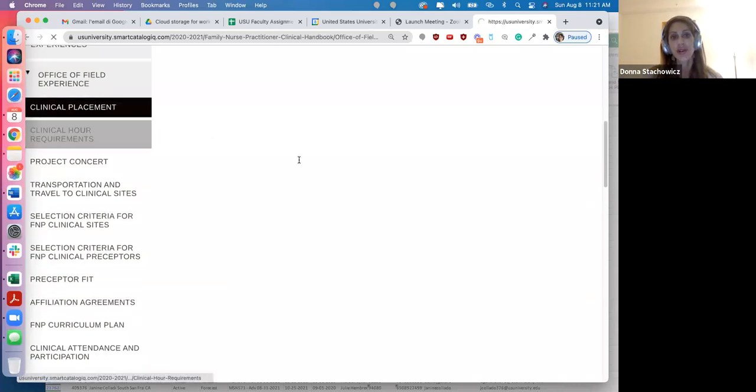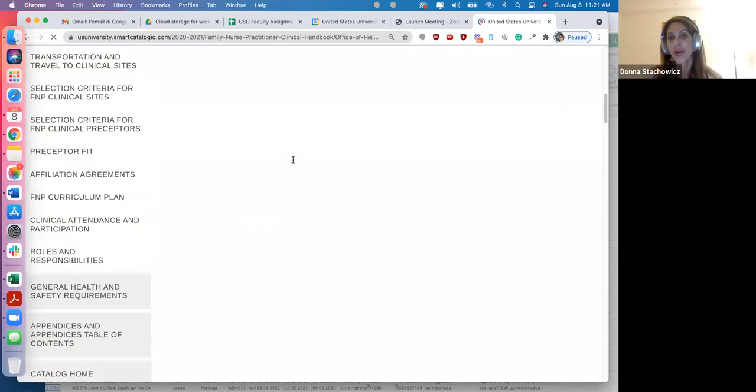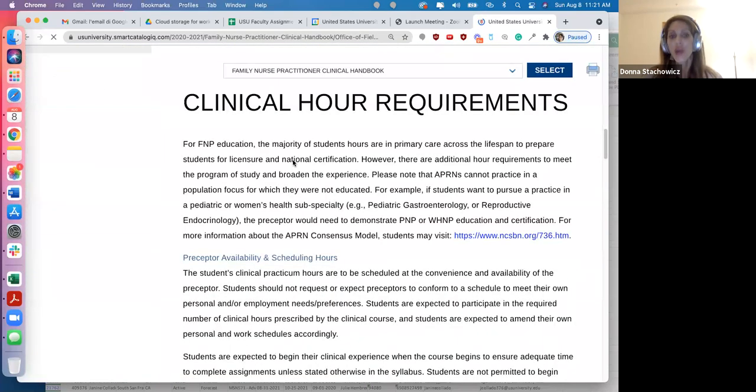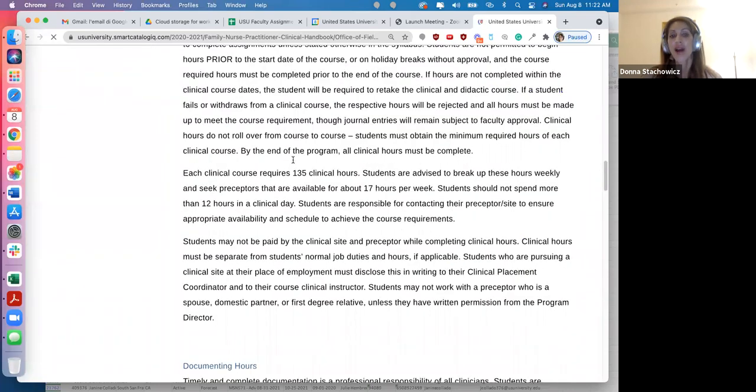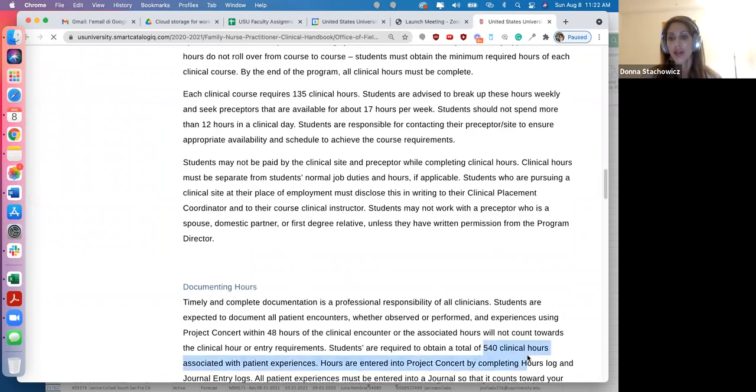So the first thing you want to do is look overall at what the program requirements are. Right now, students in this program need 540 clinical hours to graduate. 540 hours is broken down beautifully and evenly between 4 clinical courses, each clinical course requiring 135 clinical hours. If you divide 135 by an 8-week course, it turns out to be around 17 hours per week.